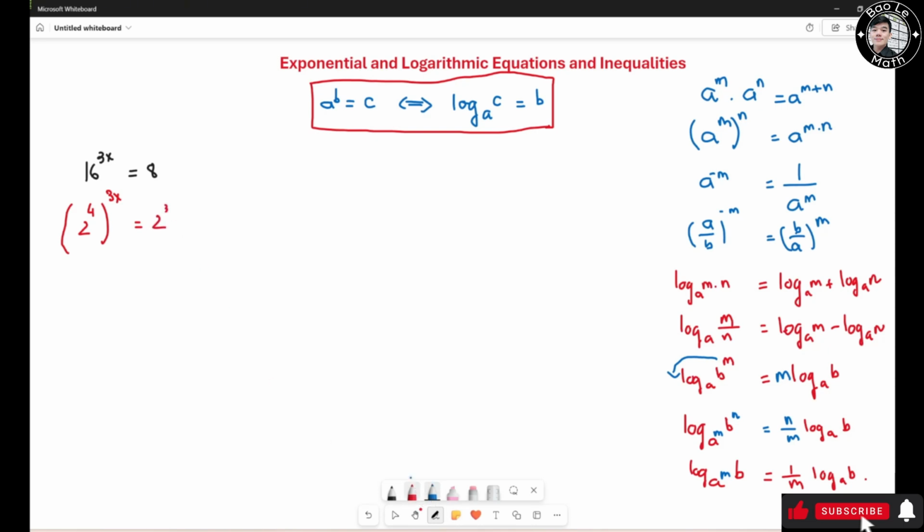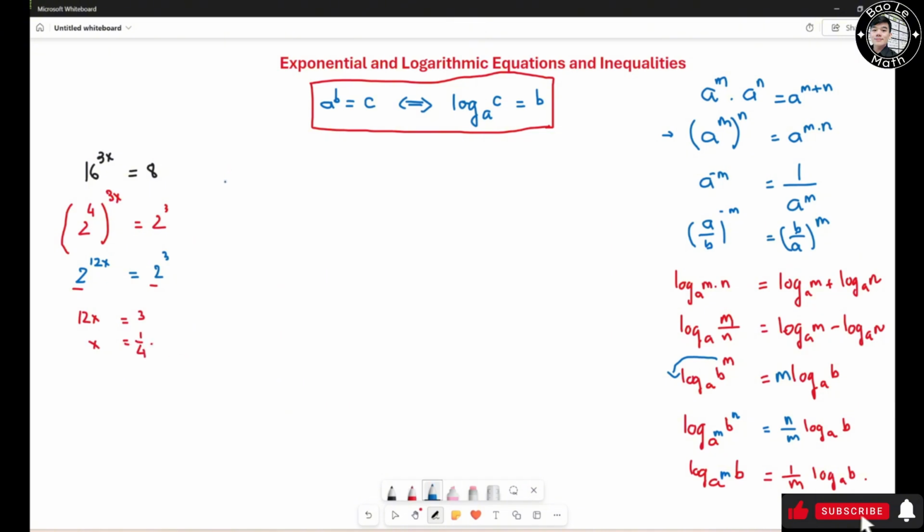Now, I'm going to use the power rule, the second formula. So it turns out to be 2 raised to the 4 times 3, which is 12s, equals 2 raised to the power of 3. Now, this is an exponential equation, and if they have the same base, 2, then you just equate the exponents. So I have 12s equals 3. Divide both sides by 12. So s equals 1/4.